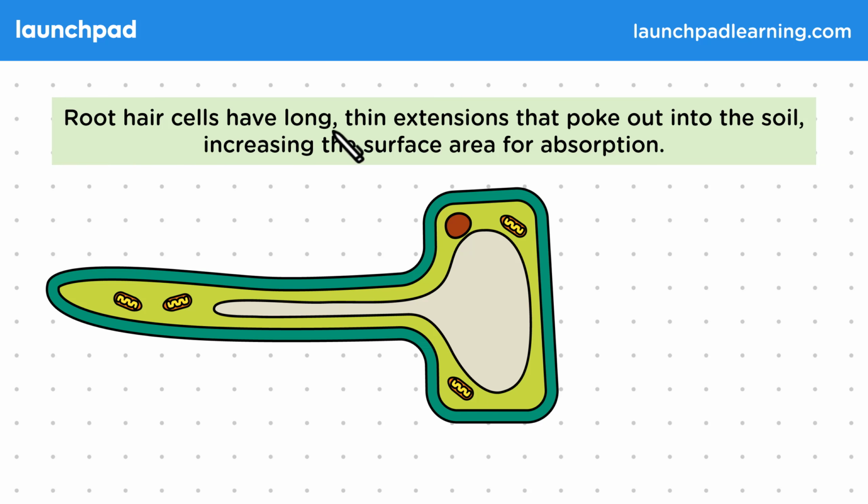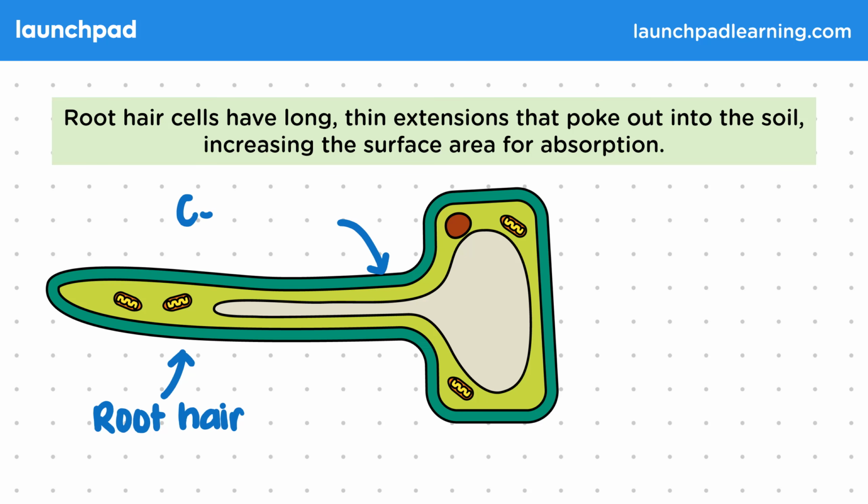Root hair cells have long, thin extensions that poke out into the soil, increasing the surface area for absorption. This is the root hair. It's an adaptation to increase the surface area of the cell that's in contact with the soil to maximise the uptake of water and mineral ions.